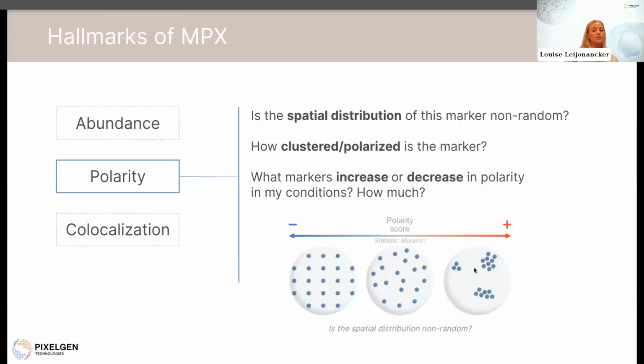Whereas if the polarity score is positive for that marker, it means that it's not random anymore. It is actually clustering to different poles or even polarizing to just one end of the cell. And then you can ask questions like how clustered or polarized is the marker? And also what markers increase or decrease in polarity in my conditions and to what extent?